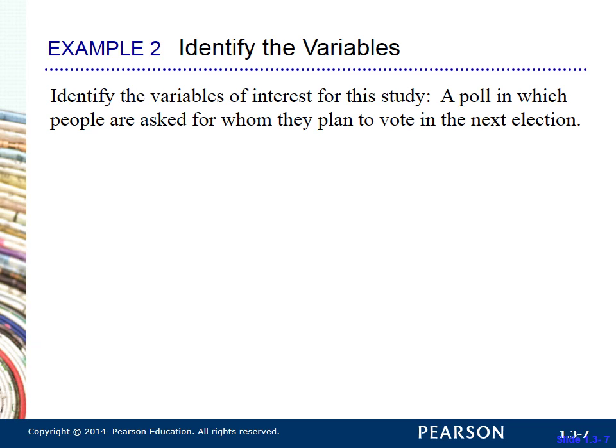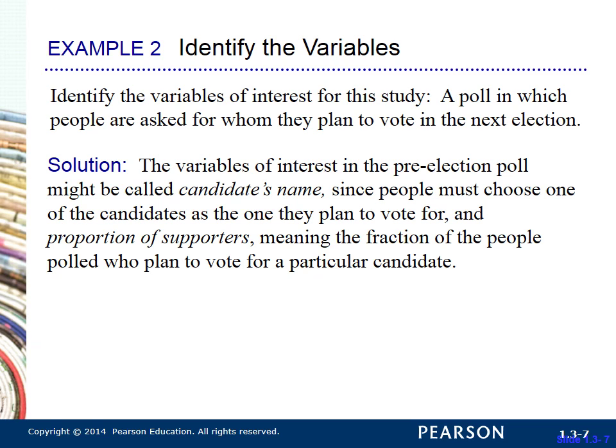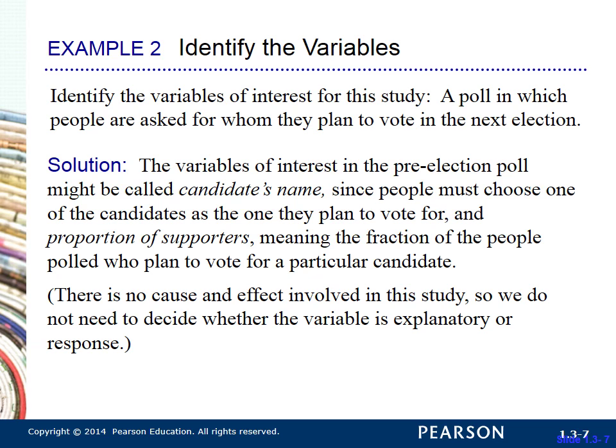So what would those be if a poll in which people are asked for whom they plan to vote in the next election? So the variables of interest would be the candidate's name, since people have to choose who they plan to vote for, and proportion of supporters would be the fraction of people polled who plan to vote for a particular candidate. Since there's no cause and effect, we don't really have to decide which one is explanatory or response. But the variable of interest is the candidate's name, and we're interested in finding out who the supporters are, what fraction of those people polled supported that candidate.